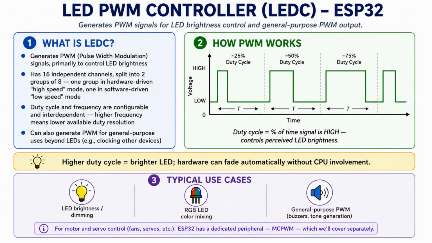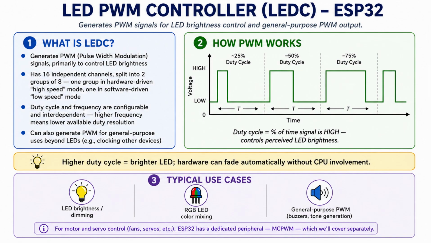Next is LEDC. LEDC is the LED PWM controller. Its main purpose is generating PWM signals. PWM stands for pulse width modulation. The basic idea is very simple. We generate a digital signal that switches between high and low. By changing the percentage of time the signal remains high, the duty cycle, we can control things such as LED brightness. So, for an LED, a higher duty cycle generally means more brightness.